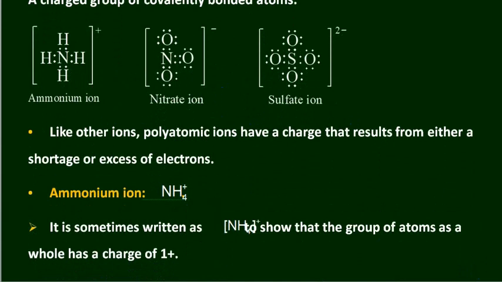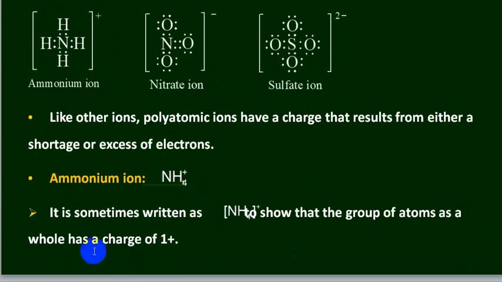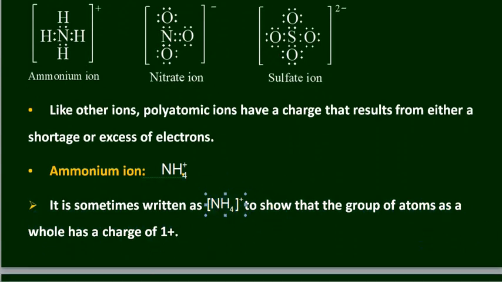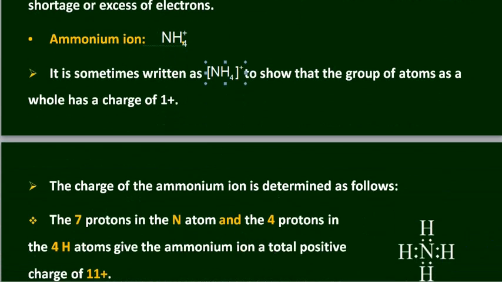Let's discuss an example, which is the ammonium ion, NH4. It's sometimes written as NH4 in square brackets with +1, to show that the group of atoms as a whole has a charge of +1. The square bracket means that the group of atoms has a total charge, the total charge of the 4 atoms. Why is it a positive charge?